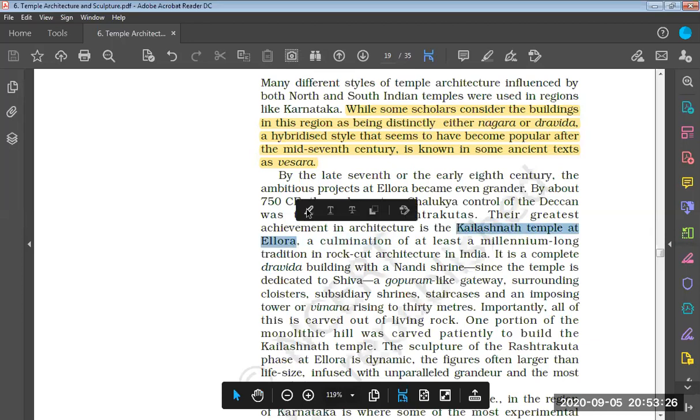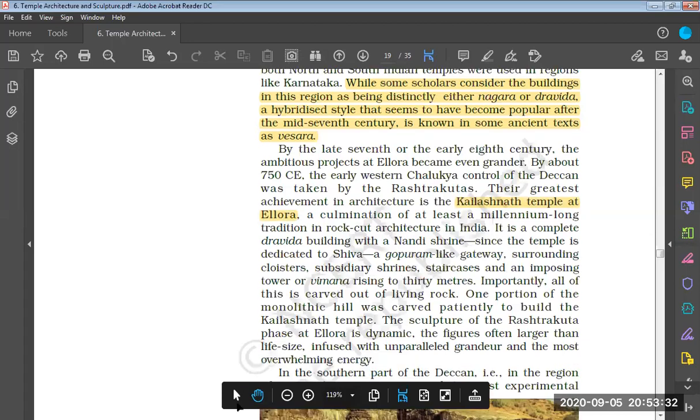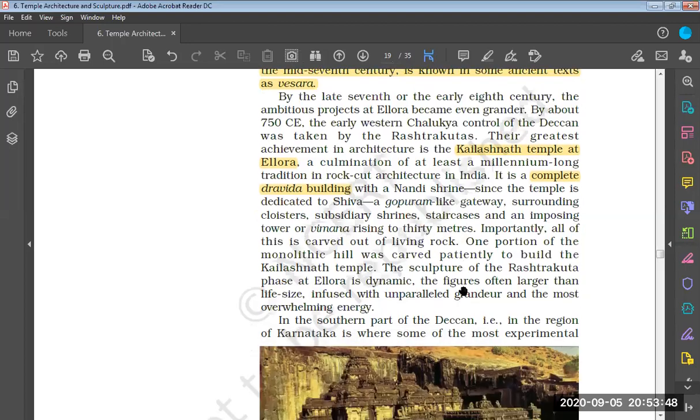It is a complete Dravida building with Nandi shrines, since the temple is dedicated to Shiva, a gopuram-like gateway, a cloister surrounding it, subsidiary shrines, staircase, and an imposing tower or Vimana rising to 30 meters. So, importantly, all of this is carved out of living rock. One portion of the monolithic hill was carved patiently to build the Kailasha temple. We are talking about Ellora. So there is one Kailasha temple there.